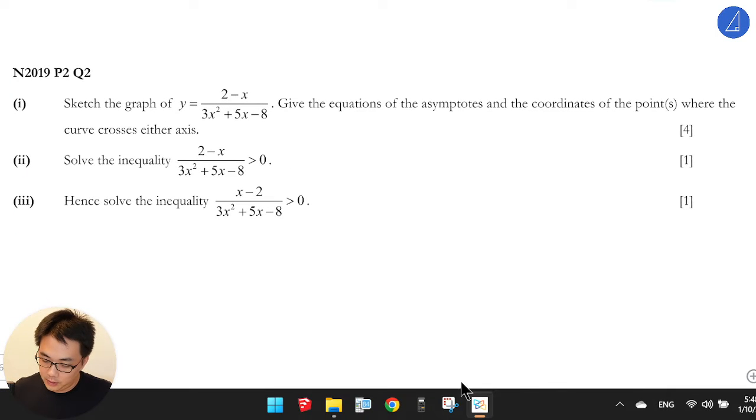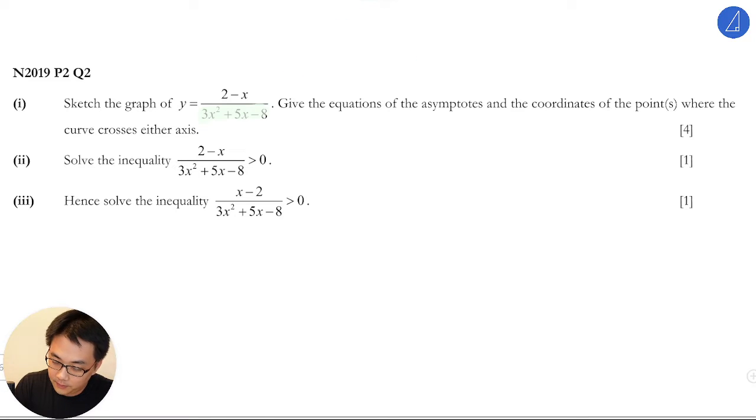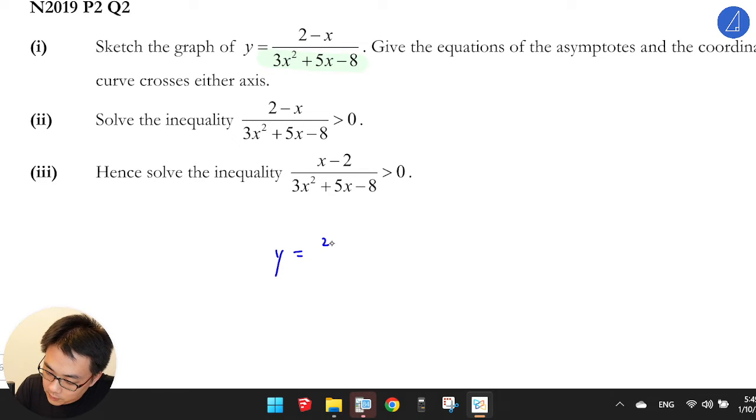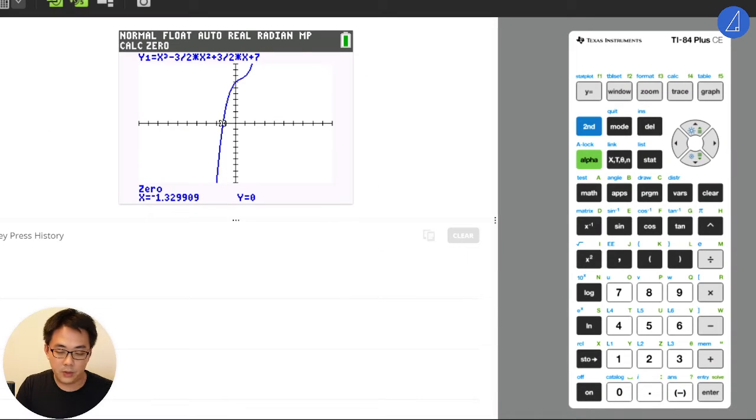So just plot in the graph. I think for the asymptote, we all can get it. This one, it'll just be 0, right? So y equals (2 minus x) over (3x squared plus 5x minus 8). Not an issue. Vertical asymptote, we know how to find. Sketch this one.